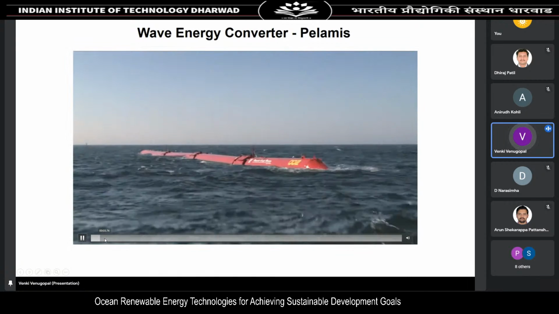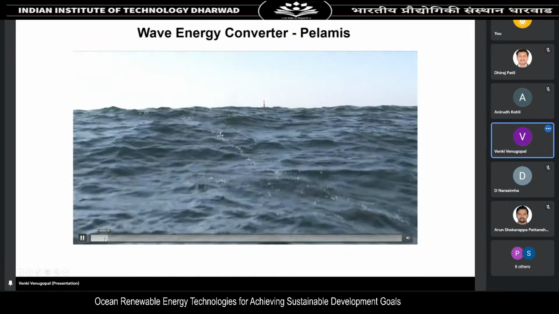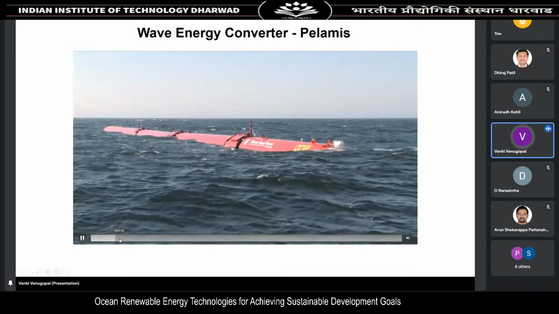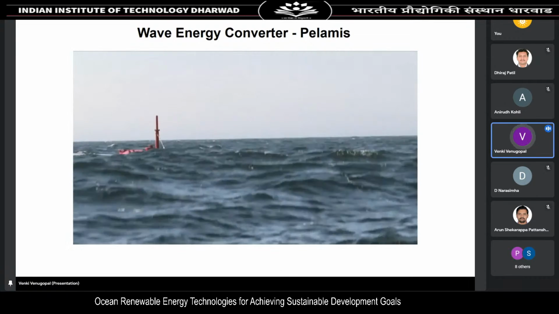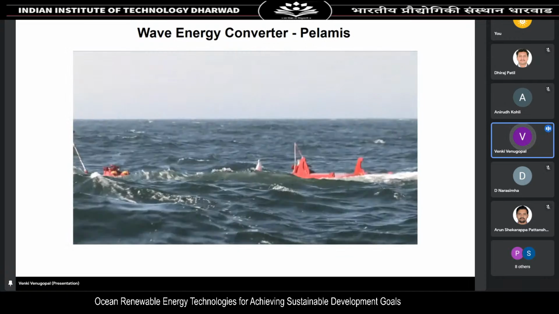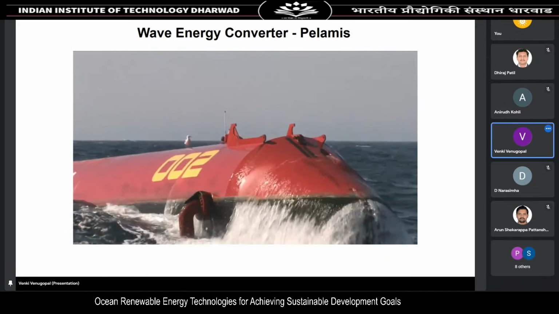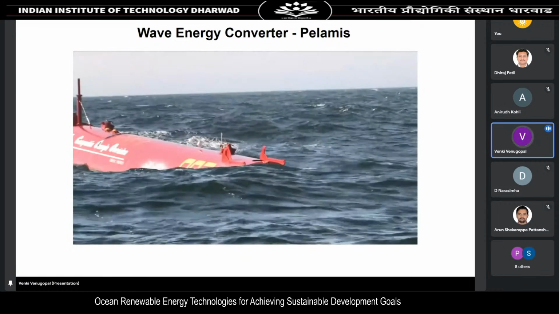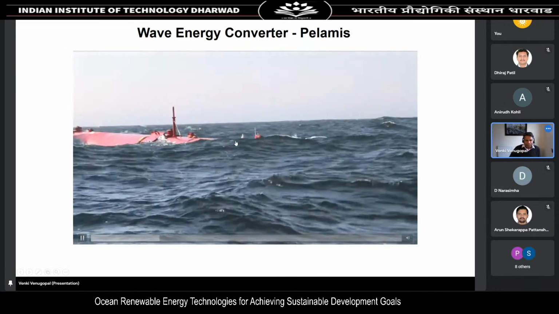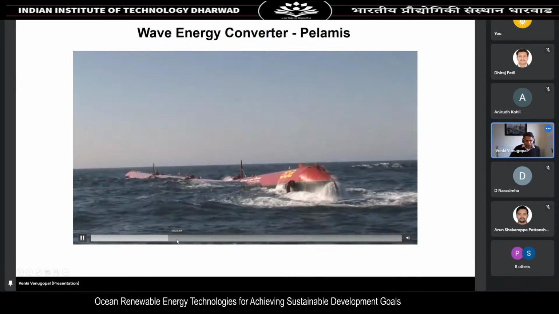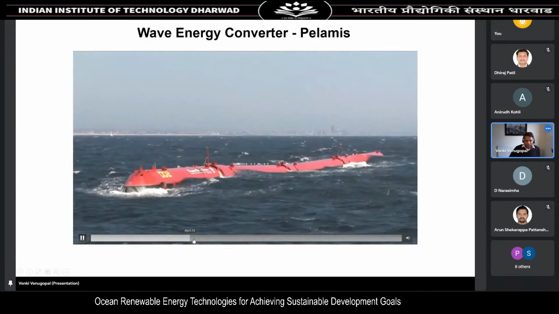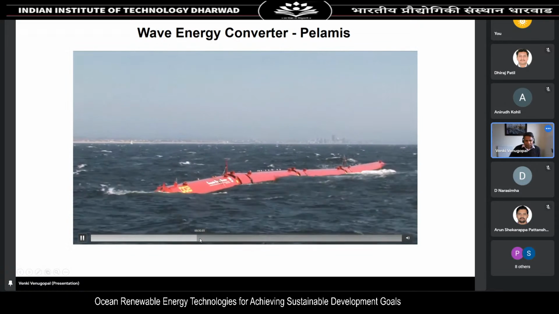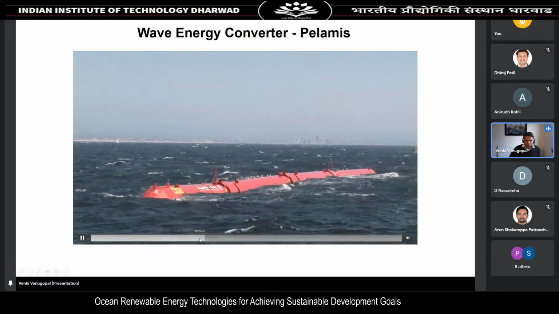It's floating in the ocean. And the length of the device is 140 meters. The diameter is 4 meters. It's very large, like a bus size. The nice thing to notice is a bird is sitting on it. So there is no environmental impact. I'll fast forward it. So that's the wave energy device.